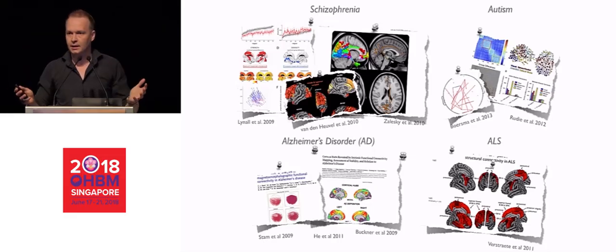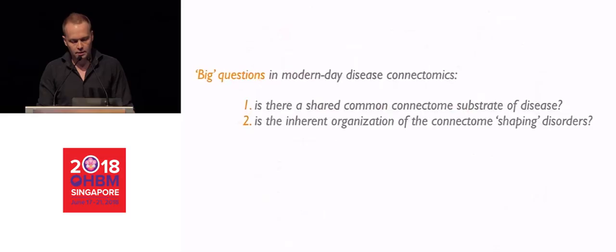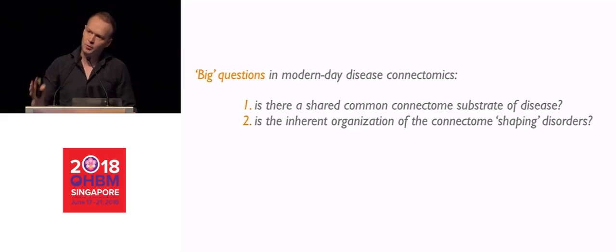Basically, this argues for the connectome being involved in all of these disorders, right? I'm not going to sum up all of these differences for every one of those disorders, but it brought me in the last year to perhaps 2 big questions in modern day disease connectomics. The first one: if it is really true that the connectome is so important in brain function and in dysfunction, then is there perhaps a shared common substrate for disease in terms of connectome abnormalities?